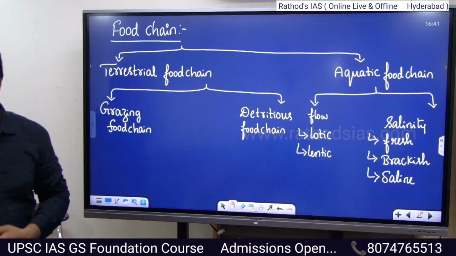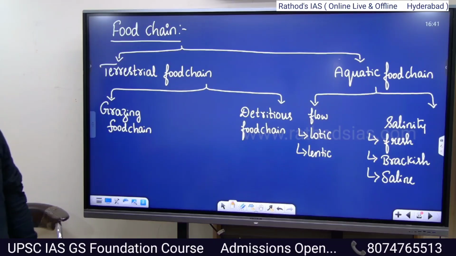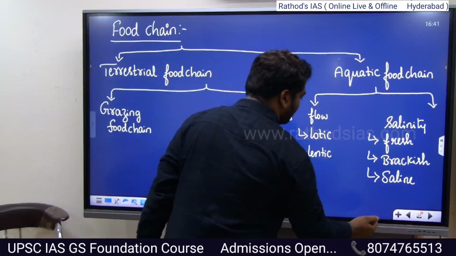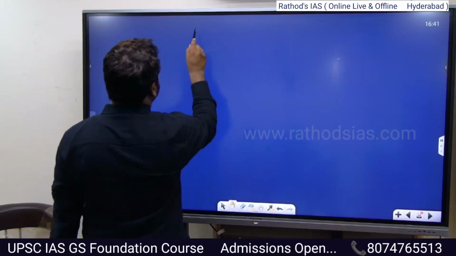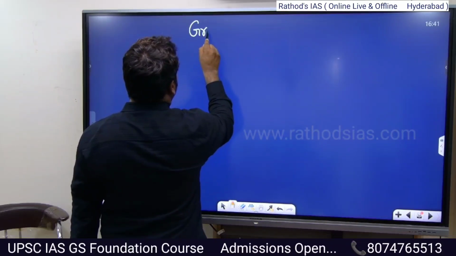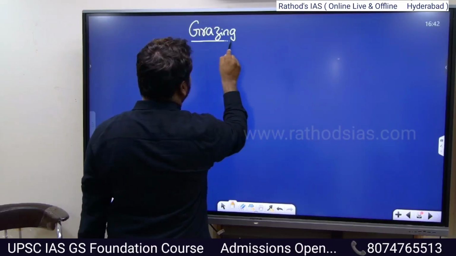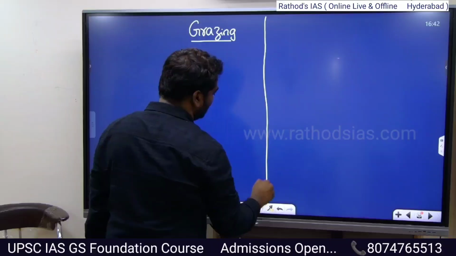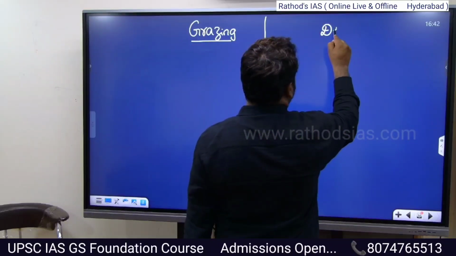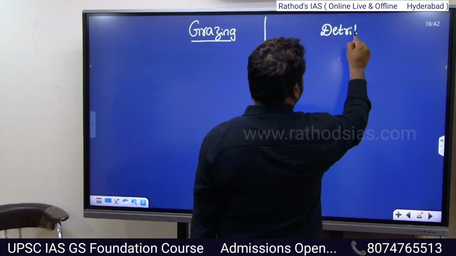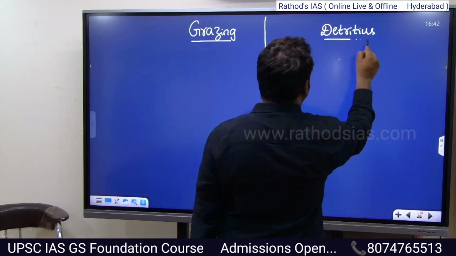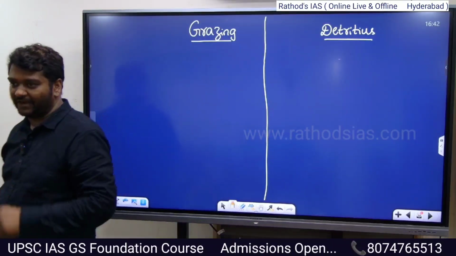Fine. Very simple, guys, don't worry. First, guys, you see grazing, another one is what? Detritus. What is the meaning of terrestrial? On land, okay, on land, right.